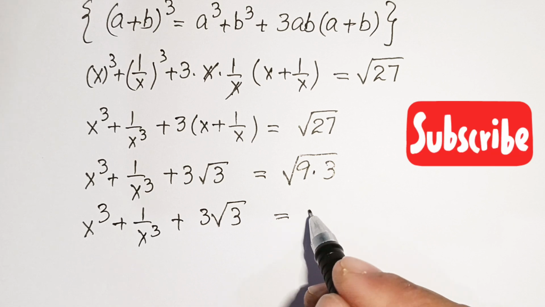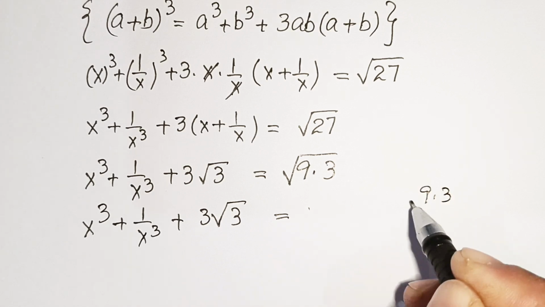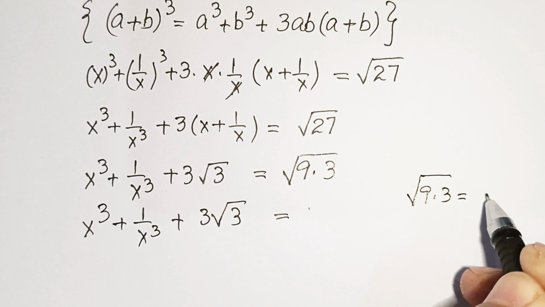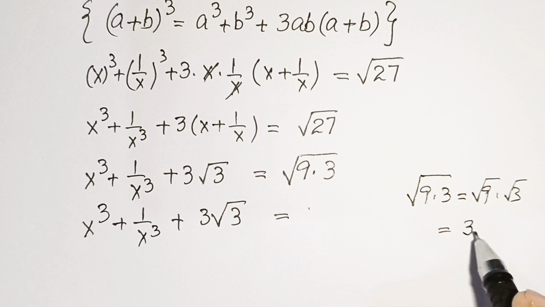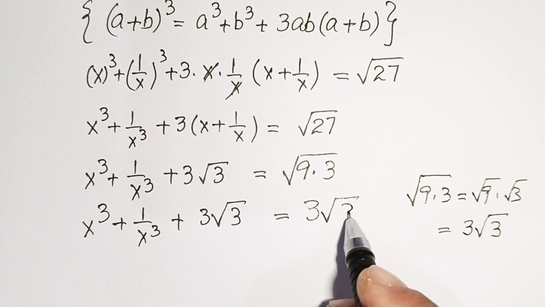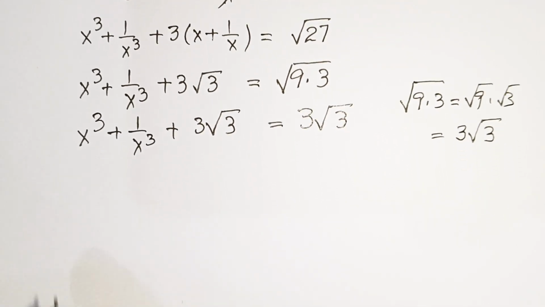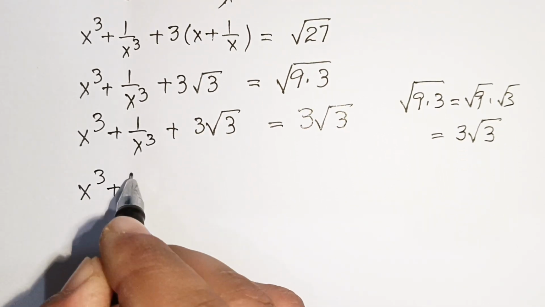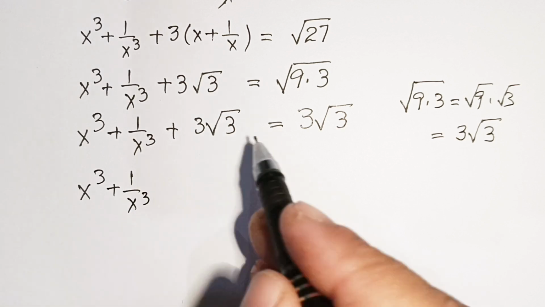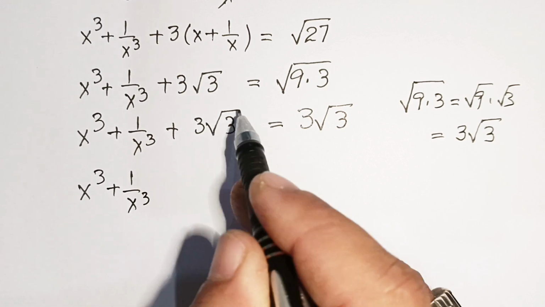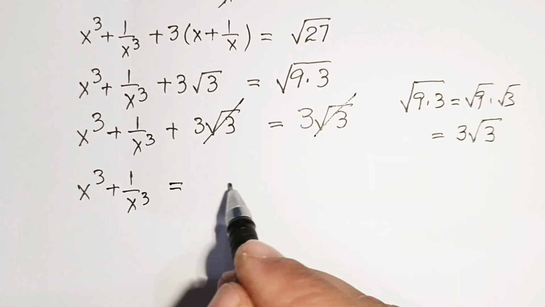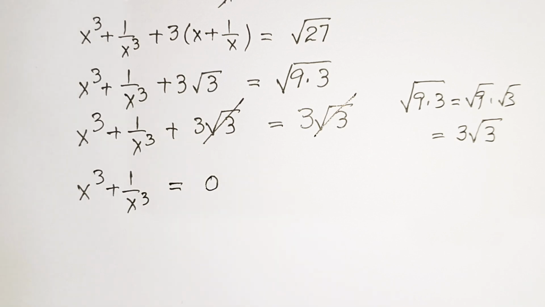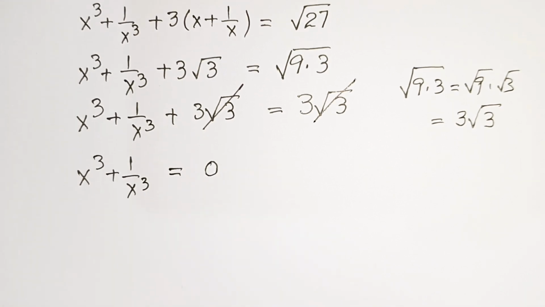We just write that square root of 9 times 3 is equal to square root of 9 times square root of 3. So square root of 9 is equal to 3, and here we get 3 times square root of 3. Now x cubed plus 1 over x cubed plus 3 times square root of 3 is equal to 3 times square root of 3, so 3 times square root of 3 can be cancelled, and we get 0. x cubed plus 1 over x cubed is equal to 0.